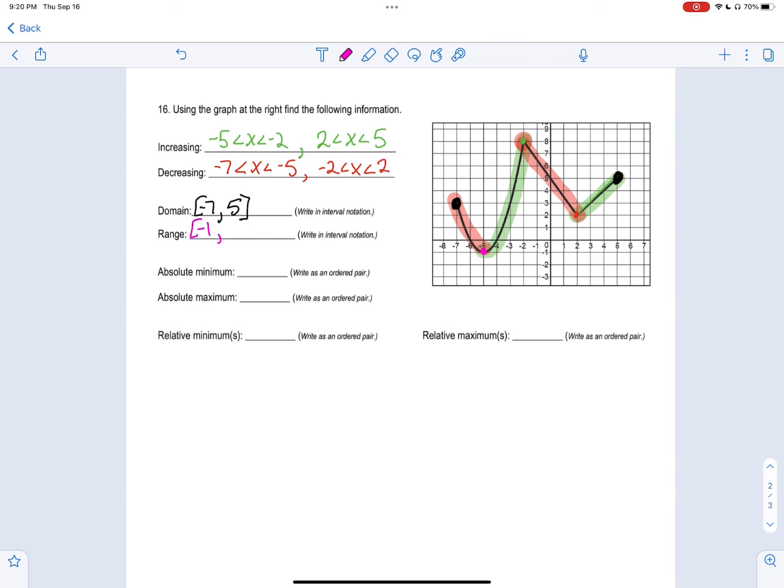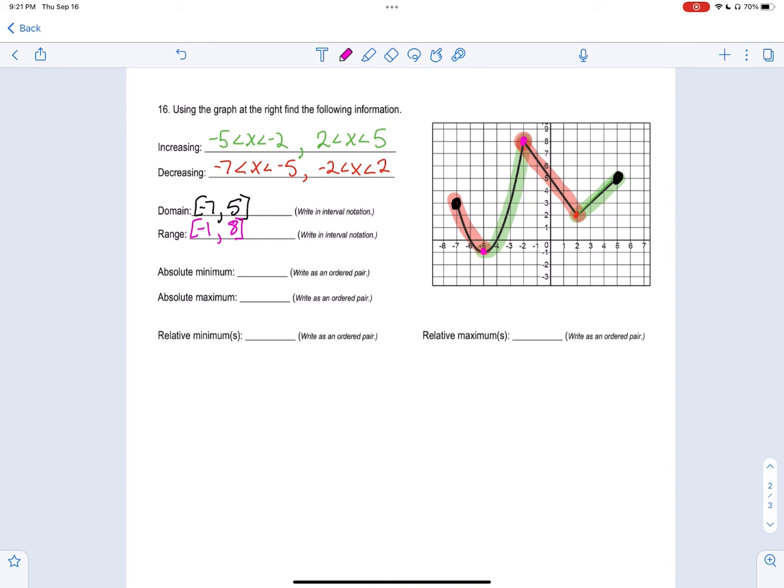And then the absolute maximum, or the highest possible output that we see across our entire function, is at +8. And again, that was a closed vertex, which means that that point would also be included and have a bracket around it. So again, we just found our absolute minimum and maximum.